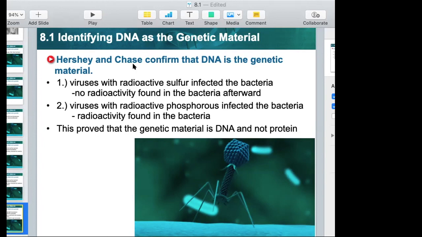All right, so Monday we'll talk more about other experiments they did to further see what's made up in the DNA and how it looks. This is the end of 8.1. Homework today on page 214, do 1 through 6.